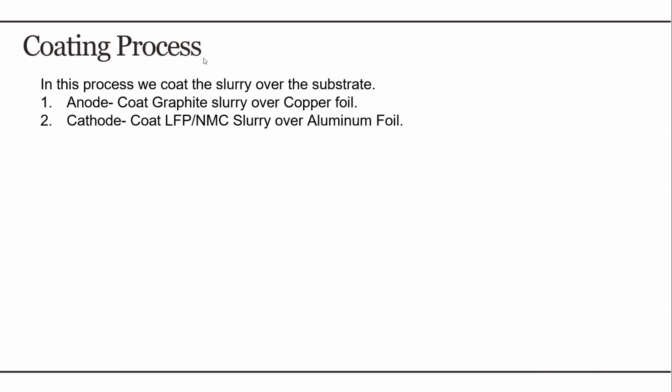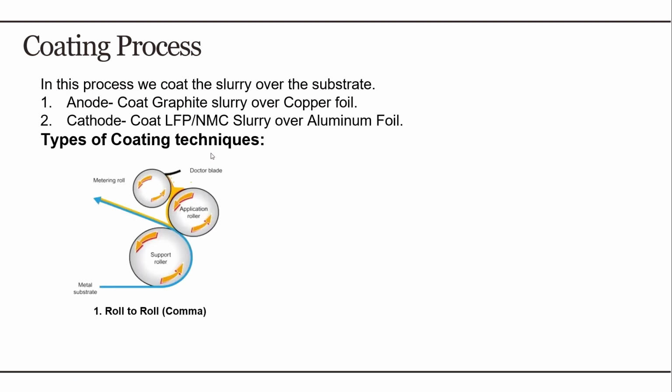When we are coating the anode, we need to coat the graphite slurry over the copper foil. And when we are talking about the cathode coating, we have to coat either LFP, LCO or NMC slurry over the aluminum foil. There are certain types of coating techniques.